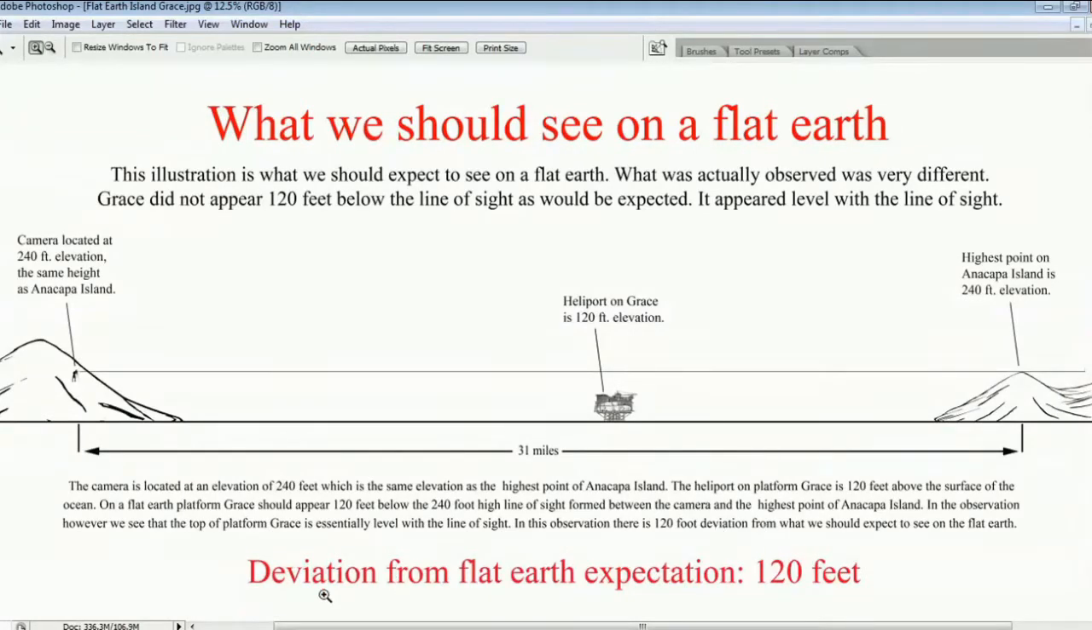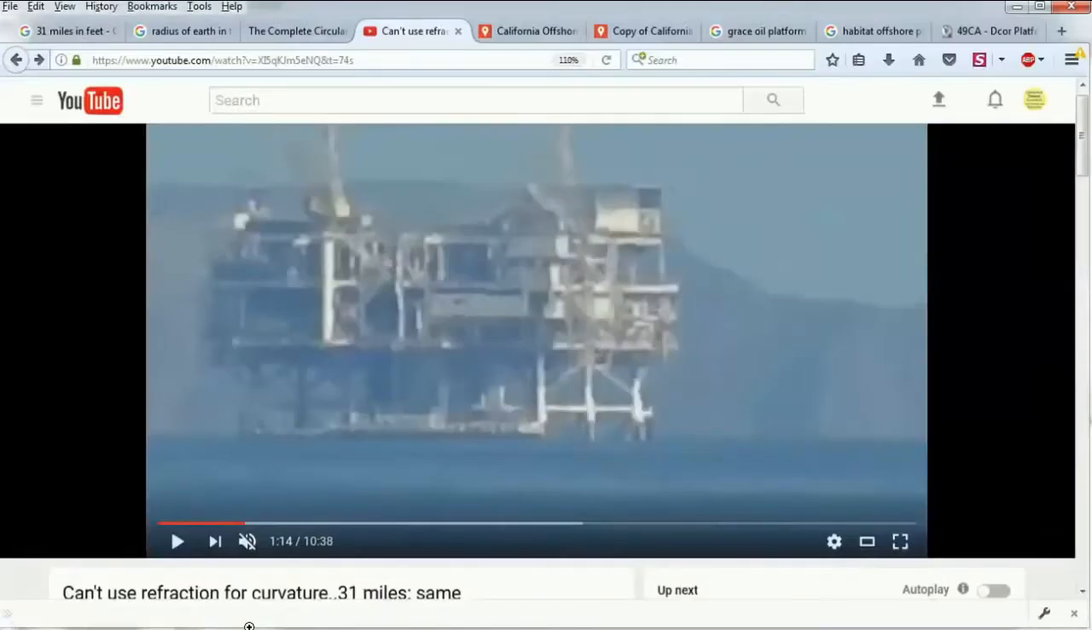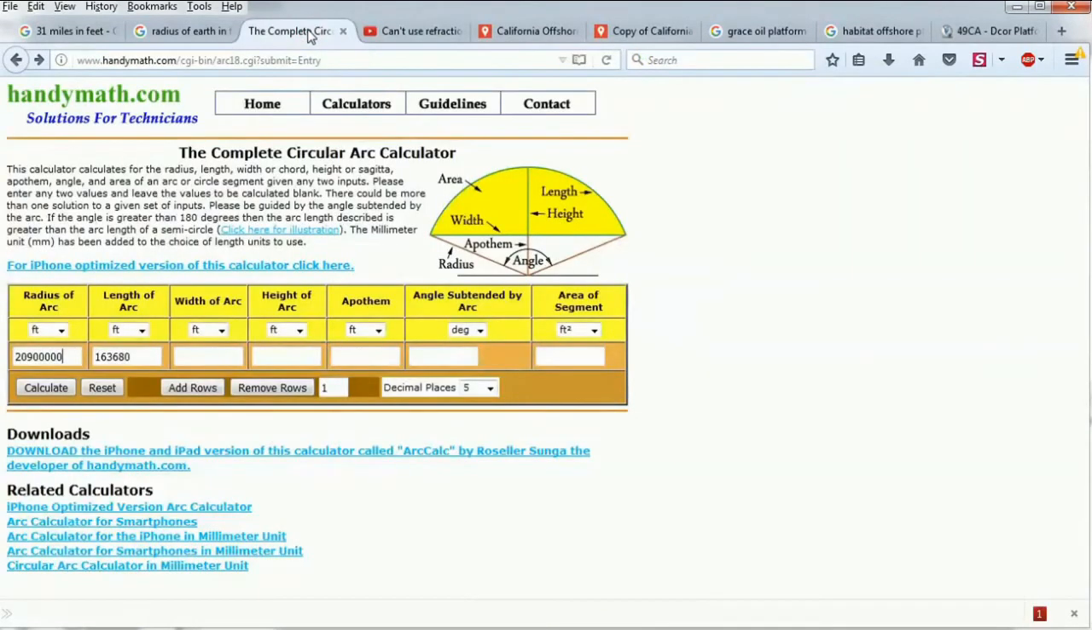Okay, now we're going to go to something new here, which is the correct way to calculate the height of a section of an arc of an overall radius. The way you do this is you enter in the radius of the circle, so that would be the Earth. And if you notice, it says in feet, so we're going to enter the radius of the arc and then the length of the arc.